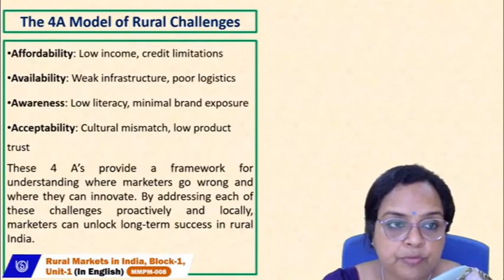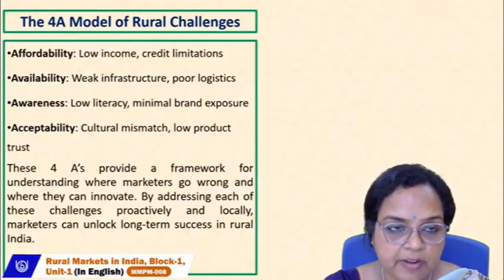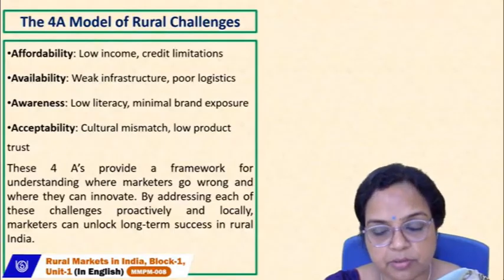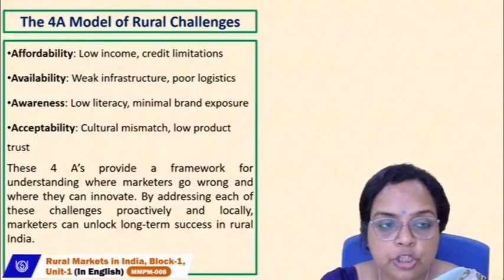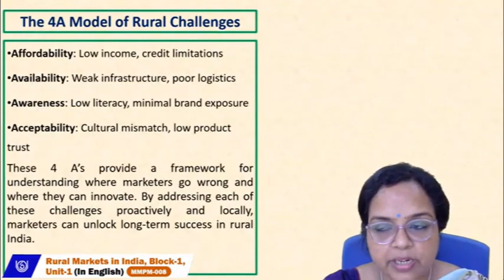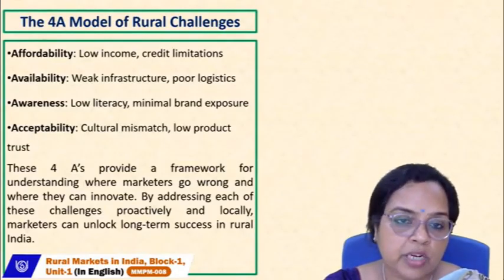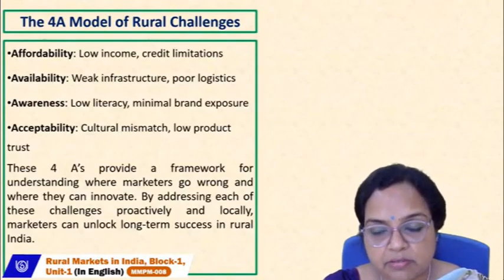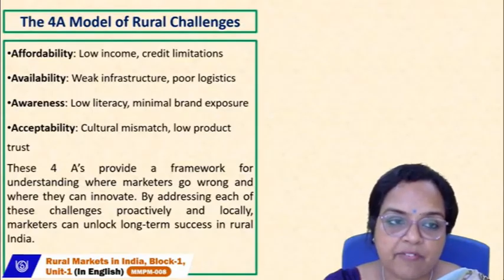Then it comes to the 4A model of rural challenges. It has four factors starting with the letter A, so it is known as the 4A model for rural challenges. The first one is affordability. They have low income, land holding has come down to 1.2 hectares, and seasonal agricultural farming, so they have low income. There is no credit availability to them. So the first challenge is affordability.